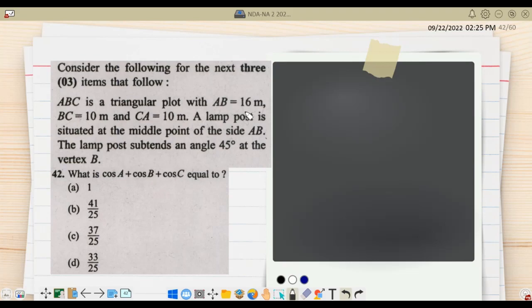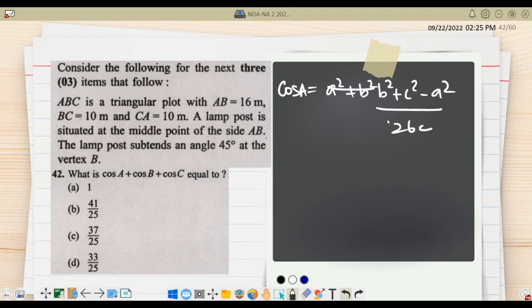In this question they have asked cos A plus cos B plus cos C. So cos A, we have a formula: B square plus C square minus A square divided by 2BC. Right. So this is the cos A formula, and then cos B is going to be A square plus C square minus B square divided by 2AC. And similarly, you know the formula for cos C.